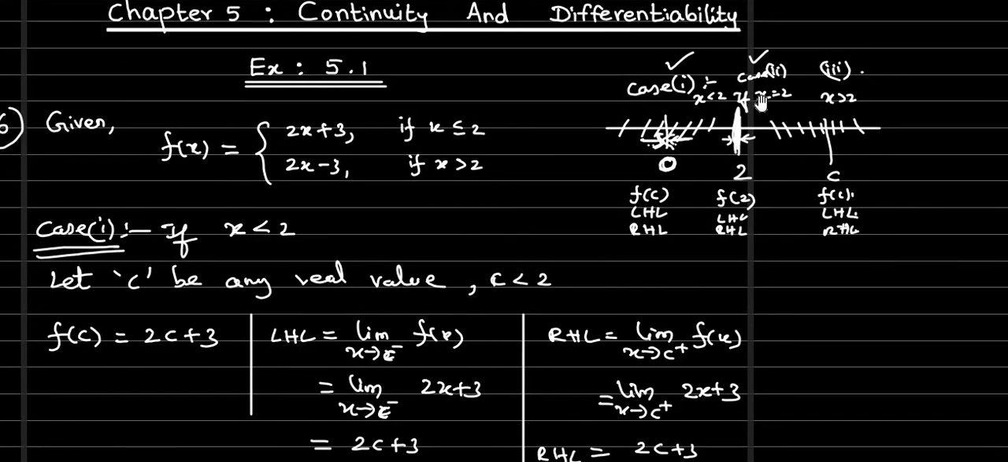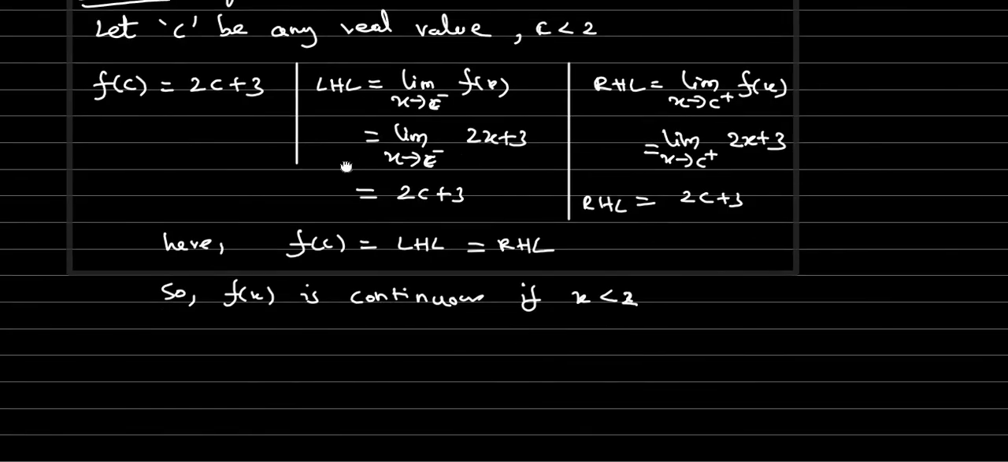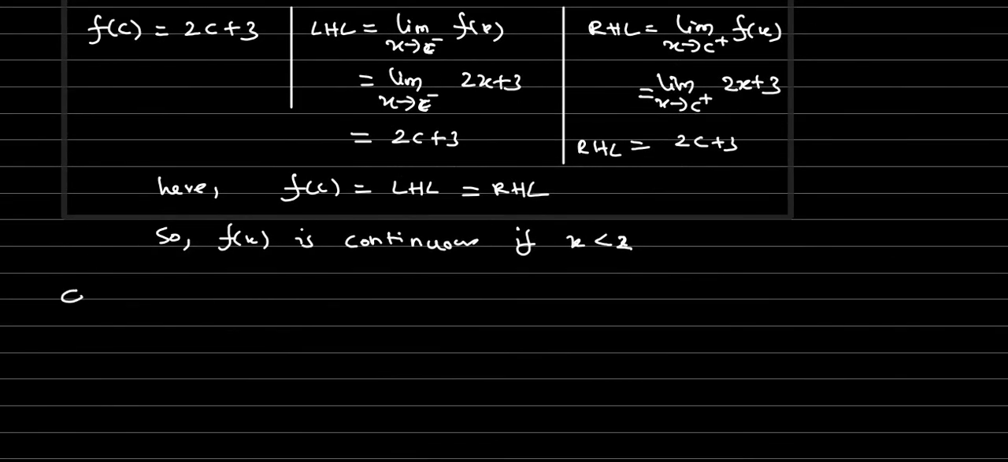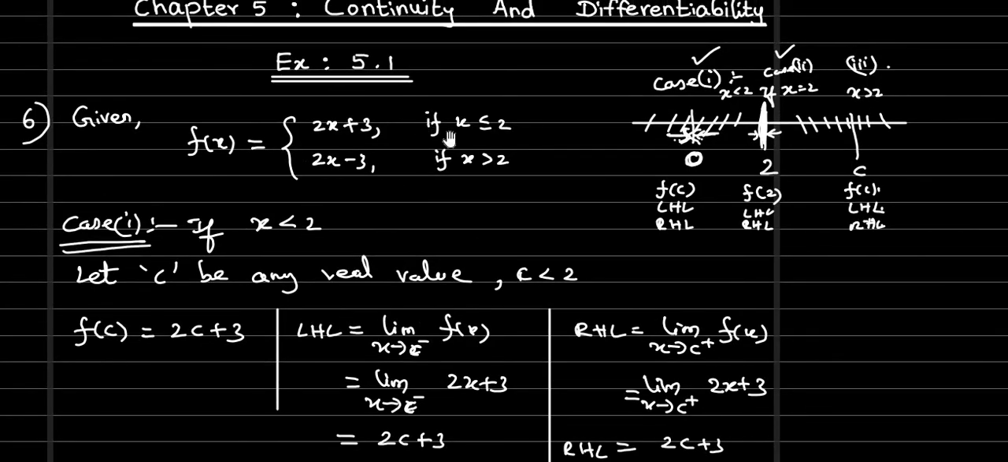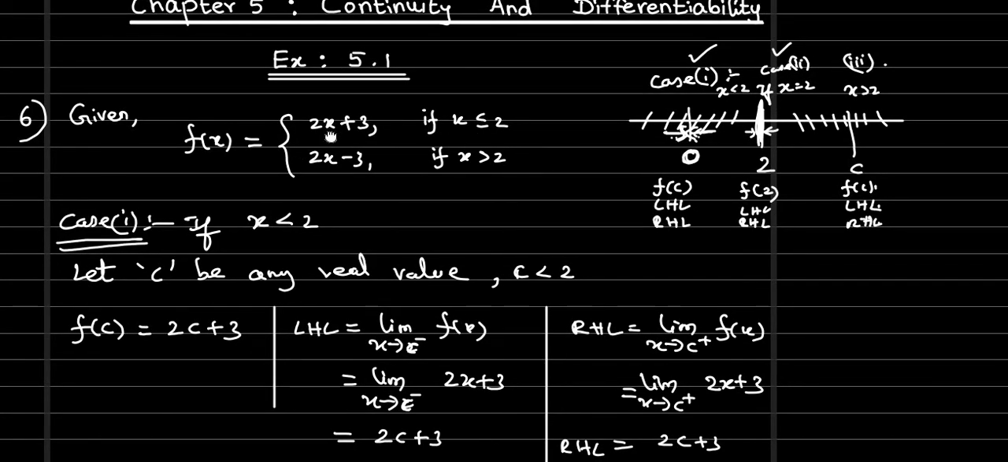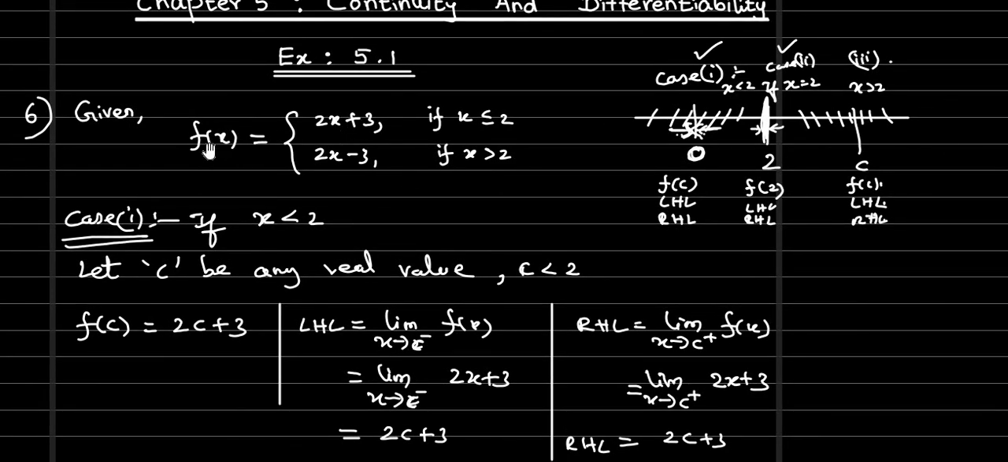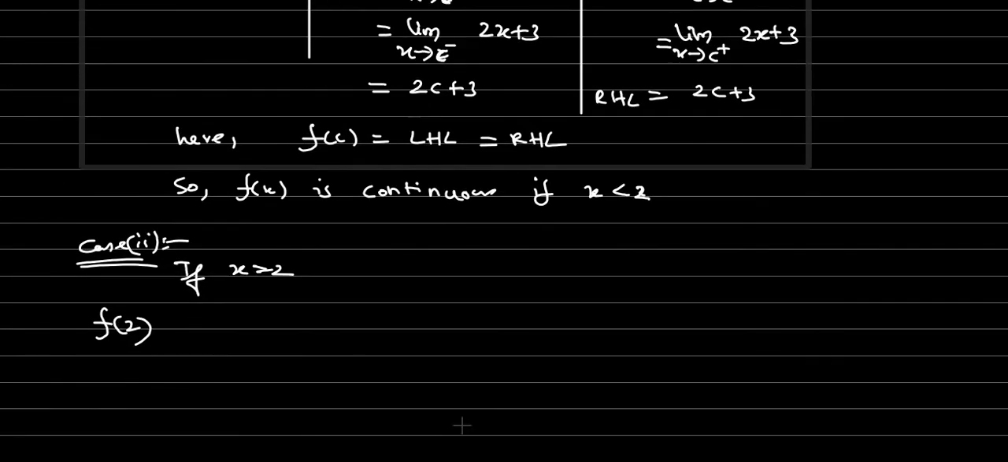Case 2 is what? If x is exactly 2. Then f of 2. Now, two given functions, right? If x is exactly 2, we have to use the first function, 2x plus 3. f of x is 2x plus 3, then f of 2 will be 2x, in place of x we have to replace 2, plus 3. 2 twos are 4, 4 plus 3 is 7.